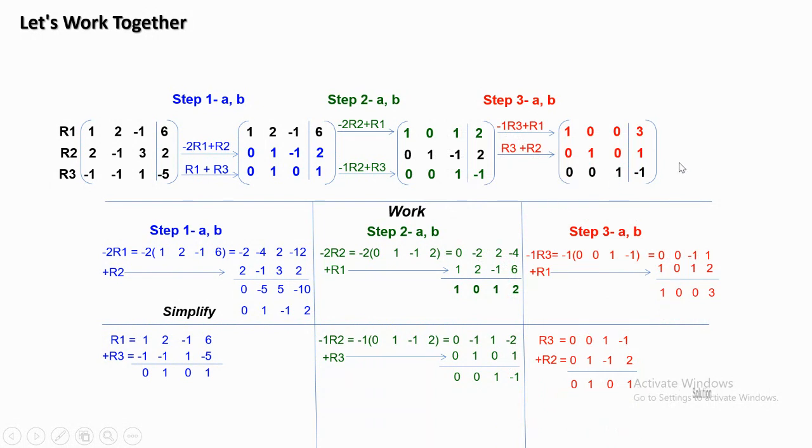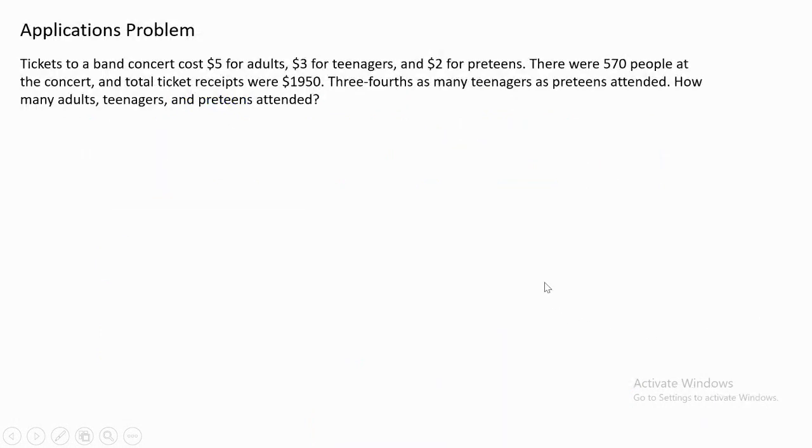So what's my solution? My solution will be 3, 1, negative 1. x equals 3, y equals 1, and z equals negative 1. That's my solution. Okay, now I believe this will be the last problem here. We have about 6 minutes.